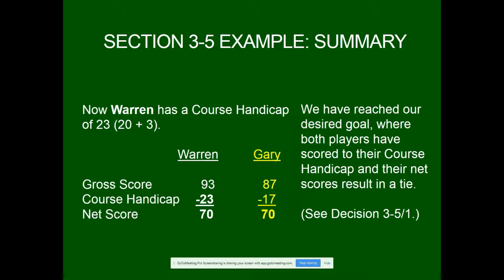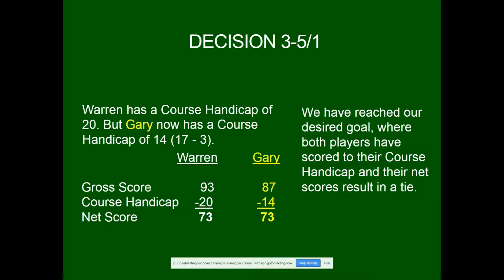Or you have the ability to do this on the opposite end, where Gary can actually remove 3 strokes from his course handicap because he's playing an easier golf course, the shorter tees. He would go from a 17 to a 14, and Warren would remain a 20, and they each would end up with the same net score based on that target score. So keep this in mind.